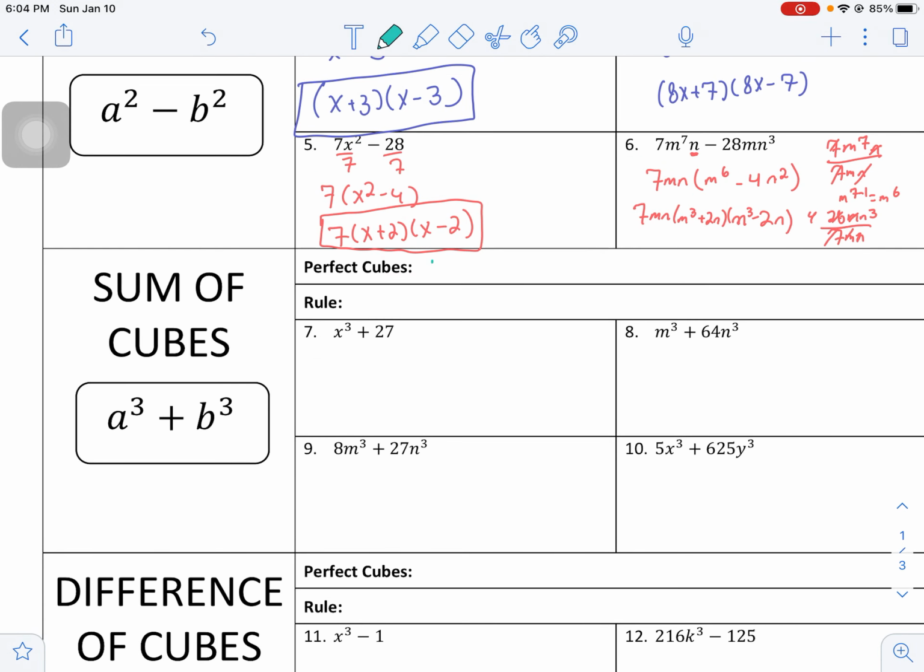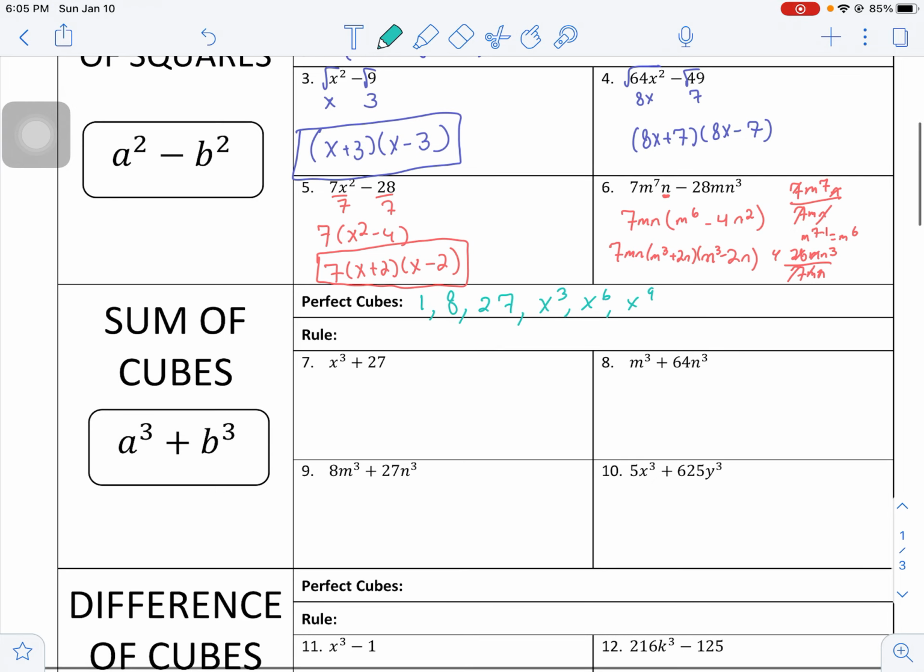Sum of cubes. So our perfect cubes, you could think of 1 is a perfect cube, right? 2 times 2 times 2 is 8 is a perfect cube. 27 is a perfect cube. And then we need to think about our variables as well. So x cubed, x to the 6th power, x to the 9th power. Any power divisible by 3 is going to be a perfect cube.